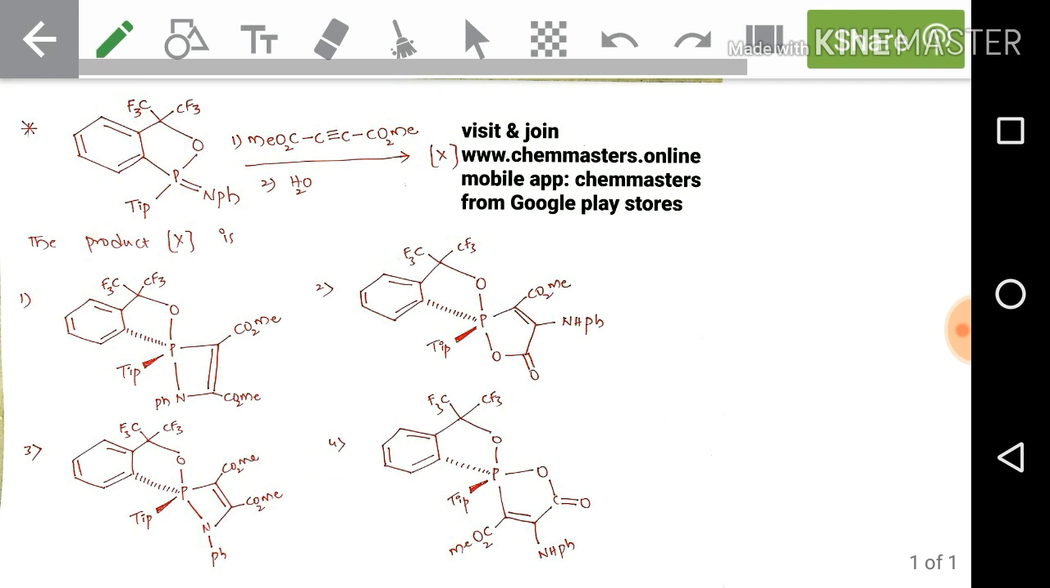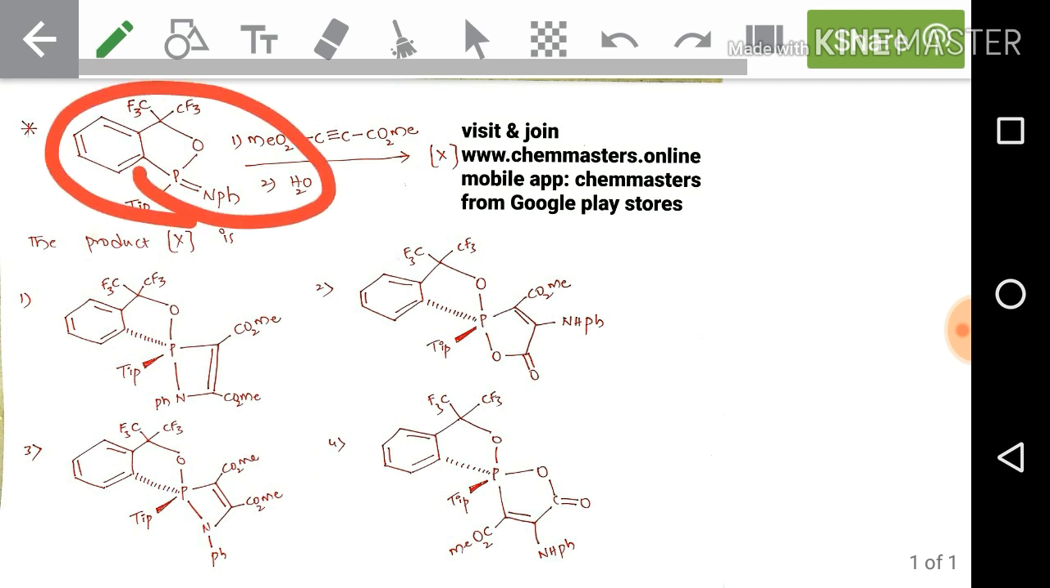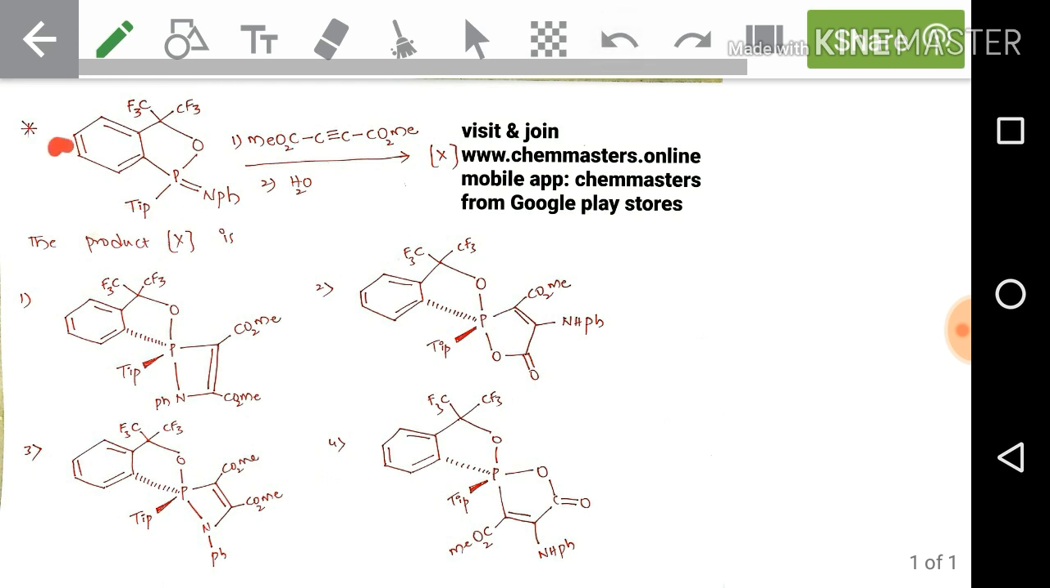So we are given iminophosphorane, the reactant, with Martin's ligand. Iminophosphorane is reacting with DMAD, dimethyl acetylene dicarboxylate, followed by reacting with water. So here we have four options.